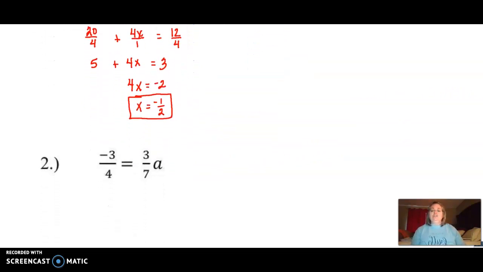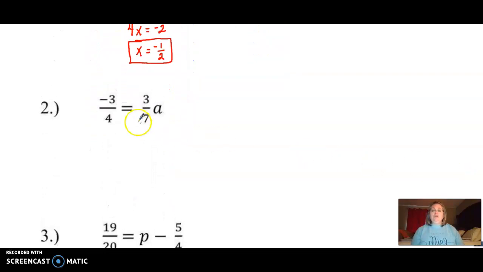Okay, so let's look at another one. Notice I have two fractions again. This time when I'm looking for my LCD, between 4 and 7, remember the A is attached to the 3/7, so I don't have to worry about the A. But with 4 and 7, if you're not sure how to find your LCD, remember if they don't have any common factors, just multiply those two together. So our common denominator is going to be 28.